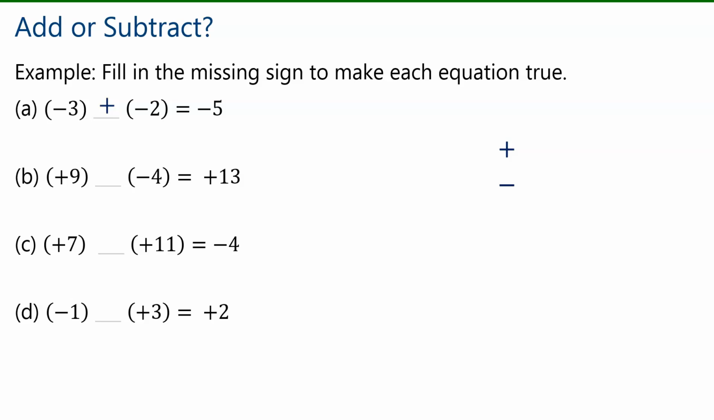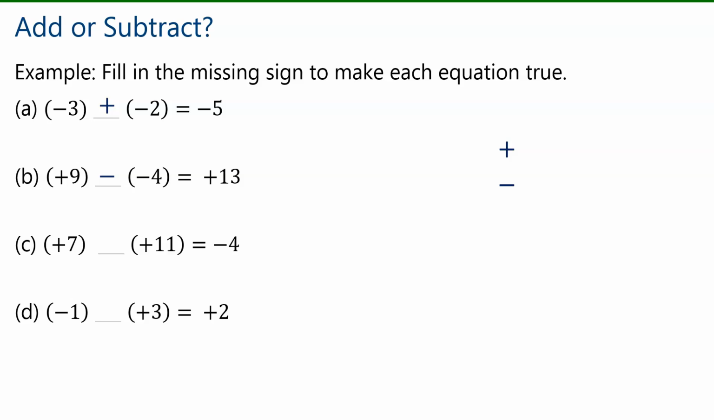Now in B, we have positive 9 blank negative 4 equals positive 13. So let's think about this one for a minute. Well, if I add these together, I would indeed subtract the 2 numbers. So that would not work. But if I subtract, subtracting a negative is the same as adding the opposite. So 9 plus positive 4 would indeed give me positive 13.